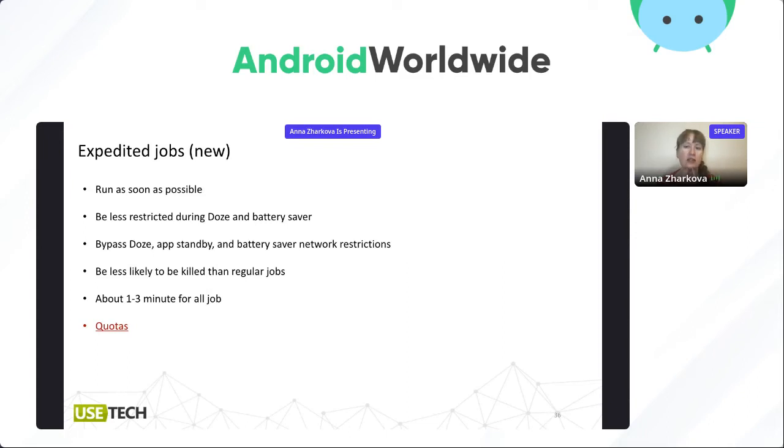It sounds really good, but there are two details. For example, there are quotas for such jobs, and when the quota is over, your job will be dropped or turned into an ordinary job. And every job has about 1 to 3 minutes to finish. So you can use this job to relaunch something, or maybe save something, or maybe send something. So it's for short jobs.